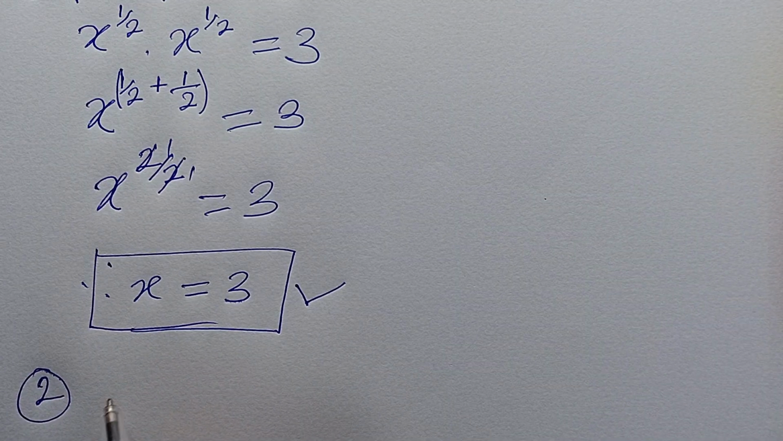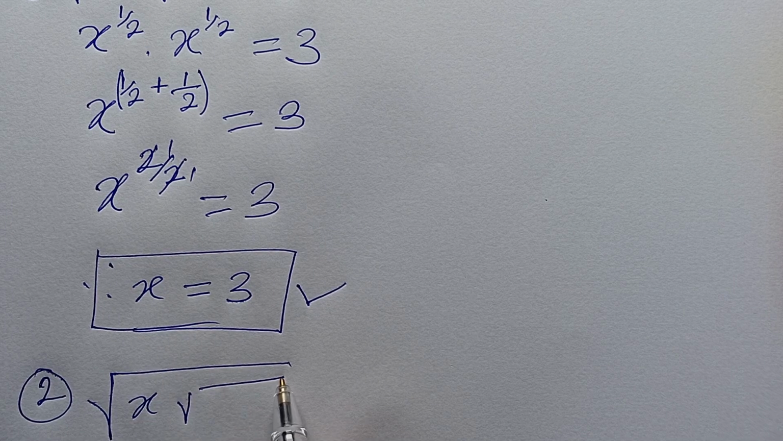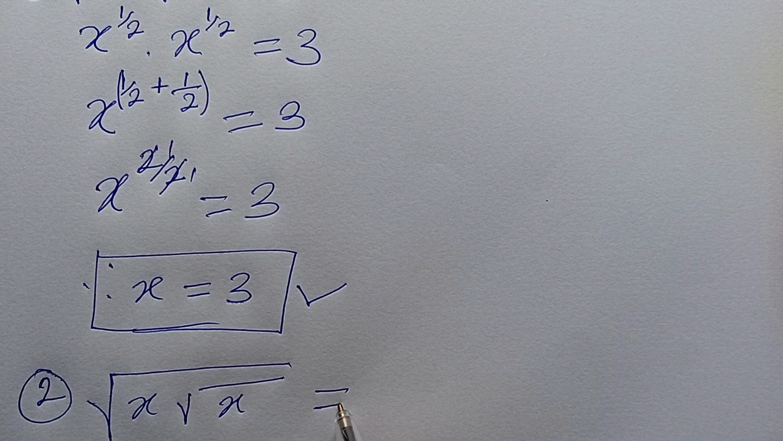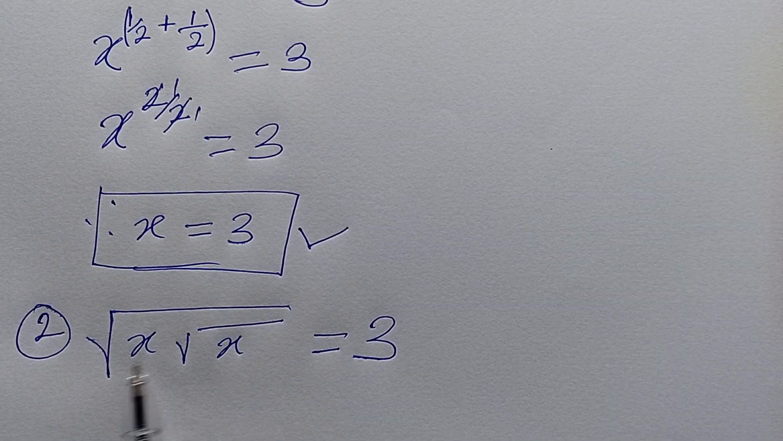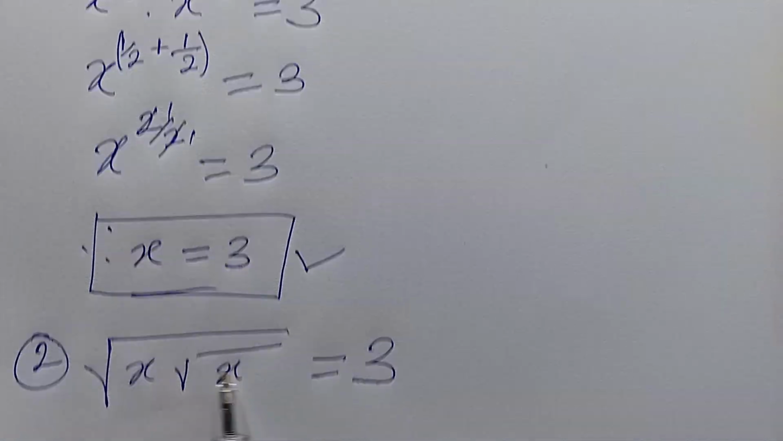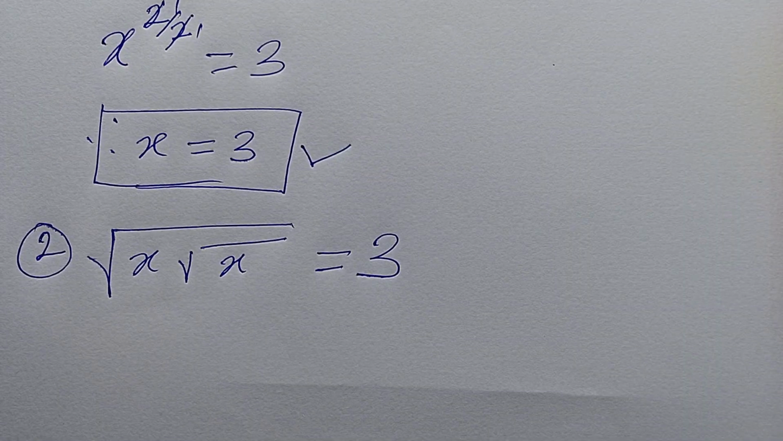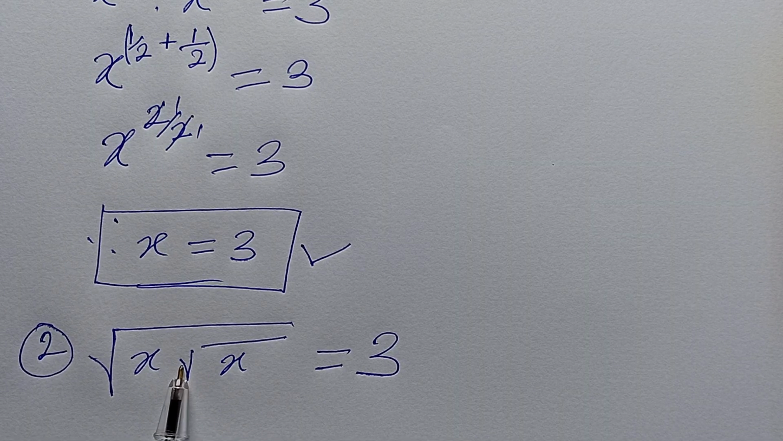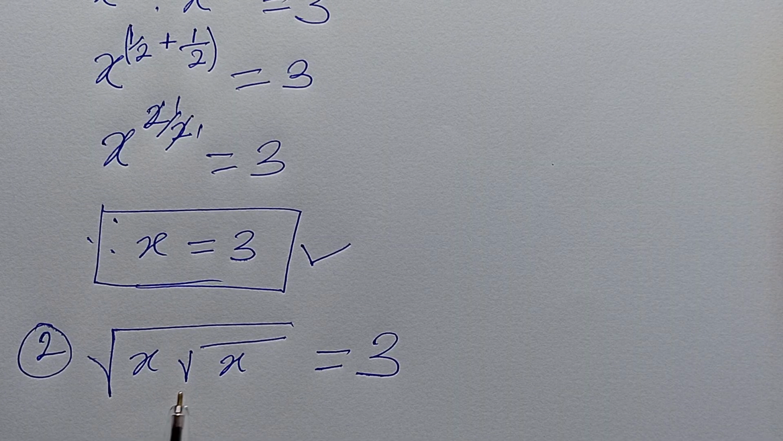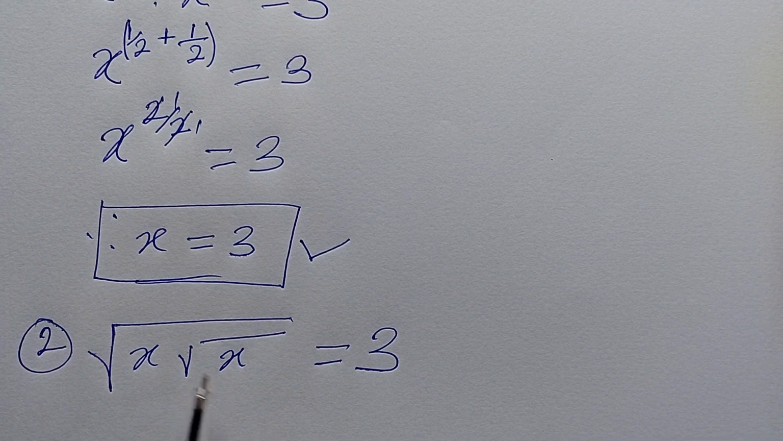Our question 2 is the square root of x times the square root of x, everything equal to 3. You discover that the representation is different. Look at this and look at the first one. They are different, right? Good. Now we're also going to use the first approach, whereby we rewrite this radical, but this time we're going to start from the inner one. So let's rewrite this radical inside.